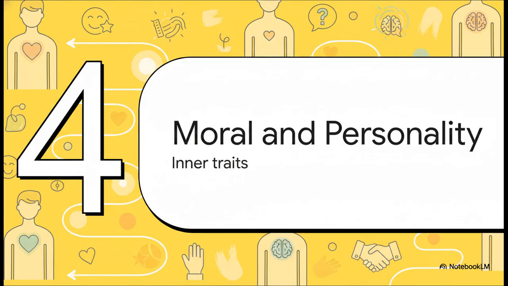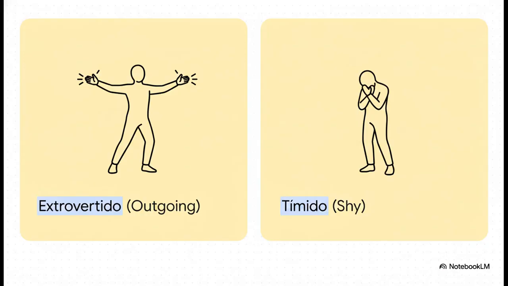Moral and personality traits. So, we're transitioning from the outer physical appearance to the inner self. Let's use our contrasting pairs technique again, this time for personality types. Someone who is super outgoing, the life of the party, is extrovertido or expresivo. The direct contrast to that, being quiet or shy, is tímido. Mapping out the spectrum of human behavior like this gives you fantastic descriptive range.